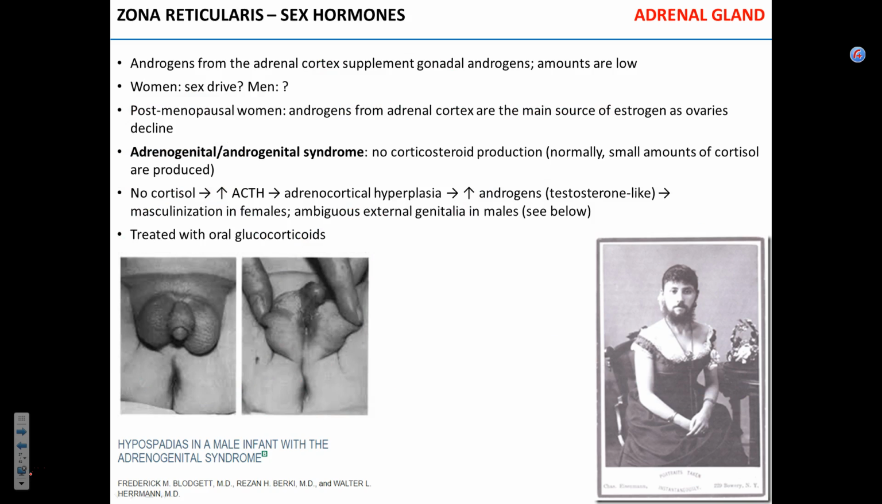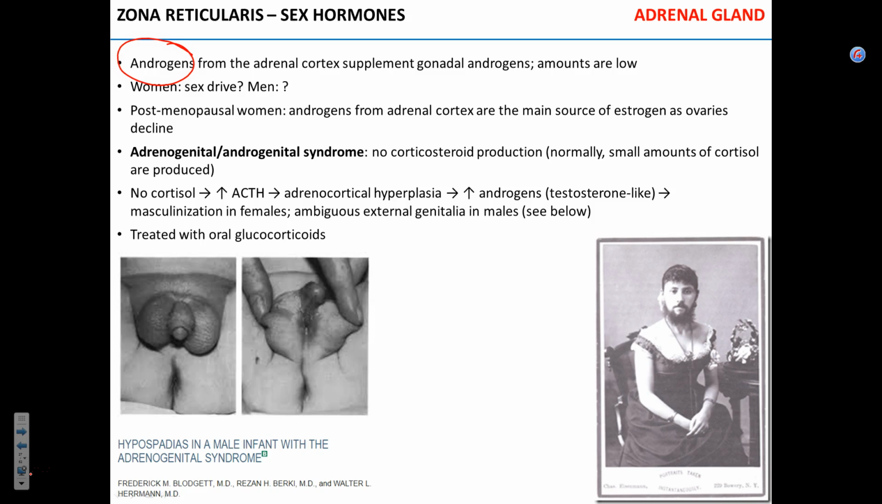Finally, zona reticularis, the deepest one. So remember, we have three zones. We have zona glomerulosa up top that produces aldosterone, zona fasciculata that produces cortisol, and now zona reticularis. It produces androgens, sex hormones. It produces just a little, so we don't really know why. I mean, what's the importance?